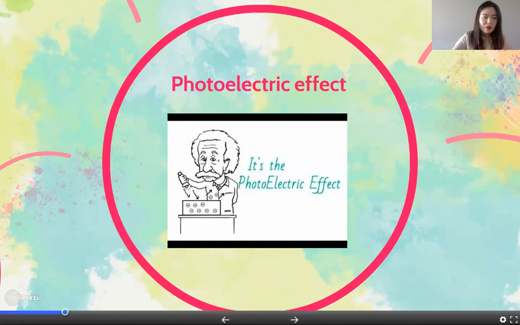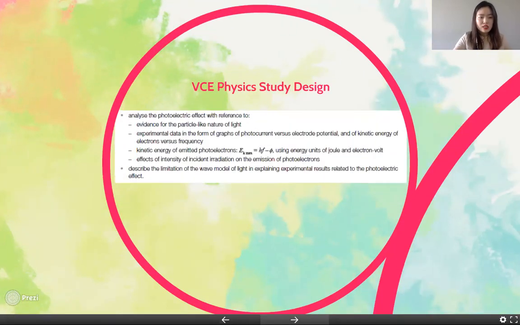So first, let's talk about what I expect students to know about this topic. We'll start by looking into the study design. So we see Study Design 2020 described several key learning objectives of the photoelectric effect for high school students, focusing on the experimental evidence and the interpretation of that evidence to achieve the understanding of the particle nature of light. The study design mentions several aspects as shown below, such as the students need to identify the kinetic energy of the photoelectrons and understand the effect of the intensity.